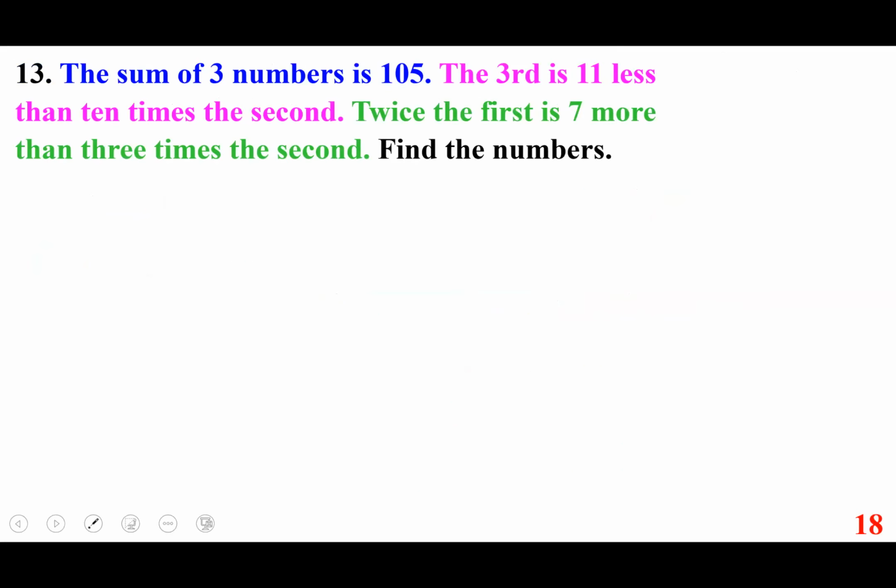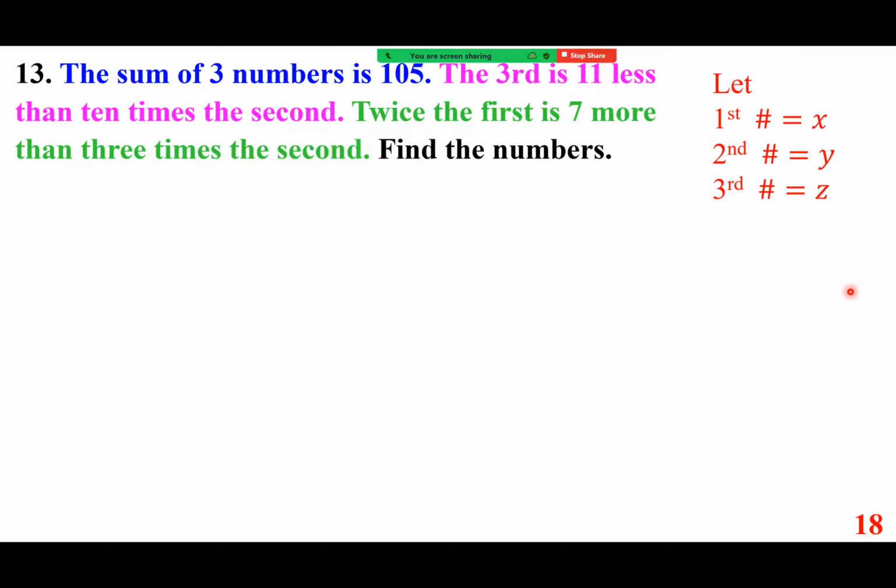The sum of three numbers is 105. The third is 11 less than 10 times the second one. Twice the first is 7 more than 3 times the second. Find the numbers. Now, first and foremost, you want to define your variables before you move on. So we let the first number be something, the second one and the third one. Let's go with X, Y, Z. You can go with A, B, C, or anything you want, but define your variables. So here's my first number, here's my second number, here's my third number.